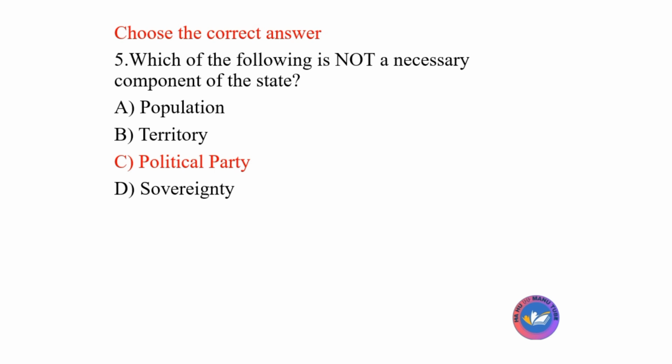The answer is political party, because while political party may exist within a state, they are not a necessary component of the state itself. The essential components are population, territory, and sovereignty.